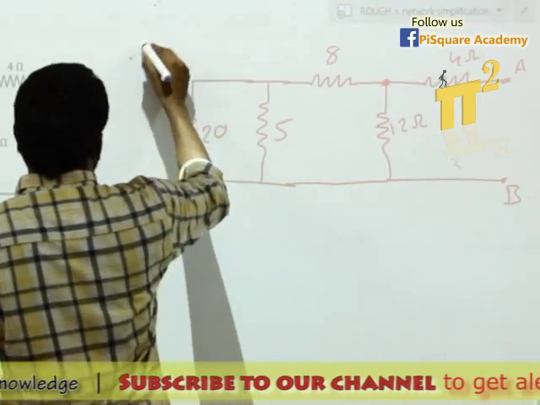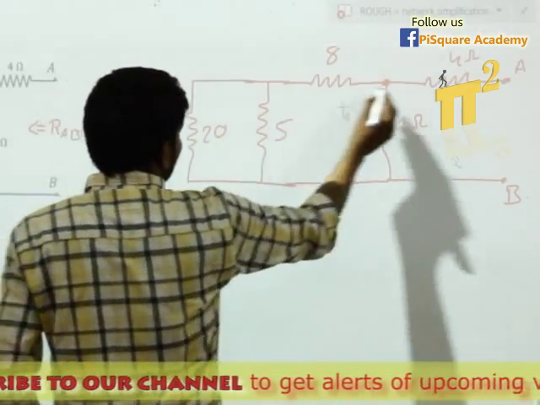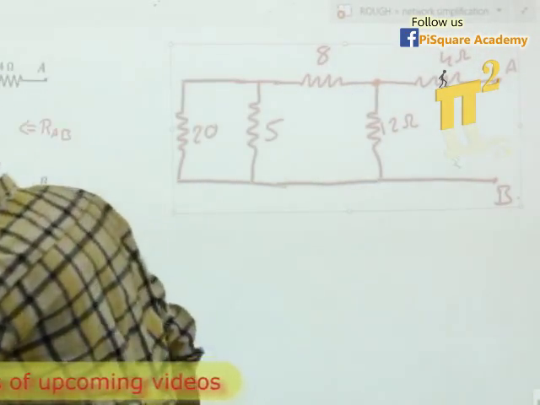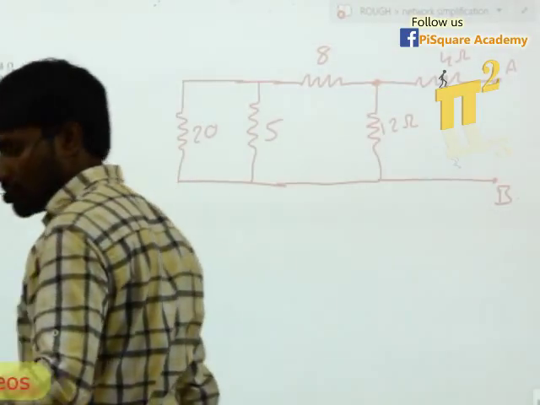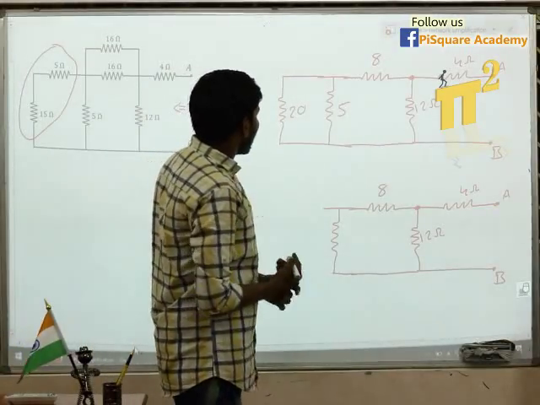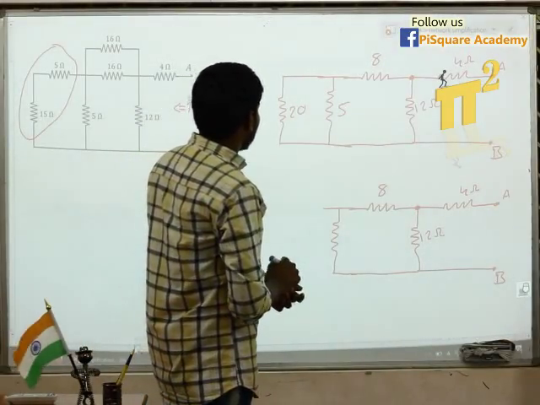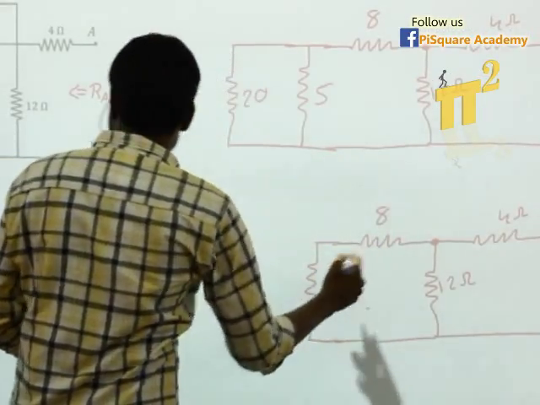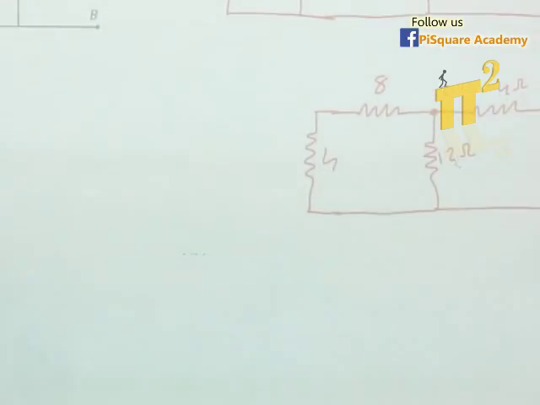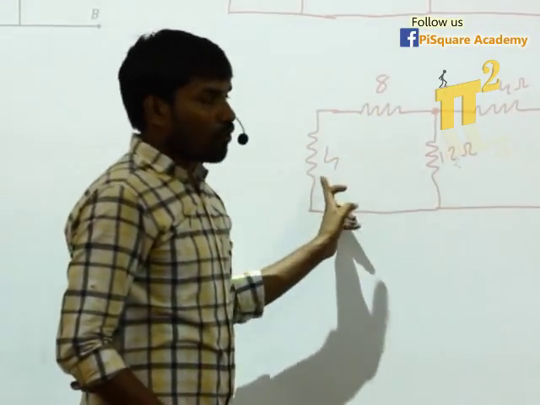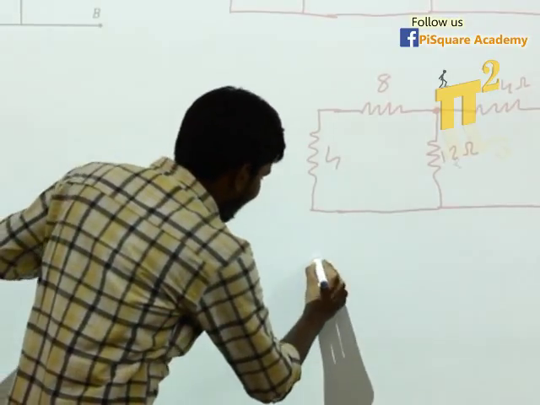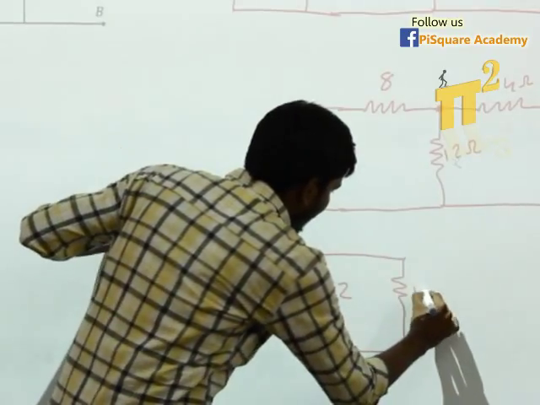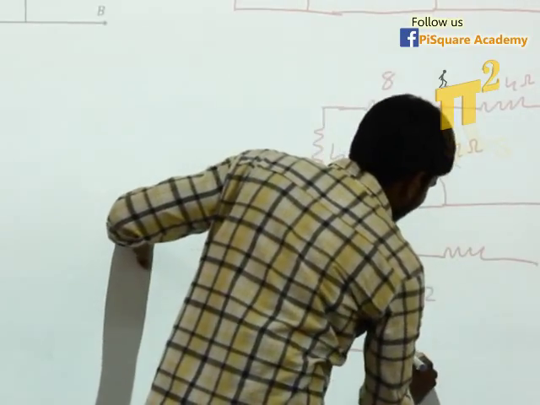So the resultant resistance will be 20 parallel with 5. You will get 4 by 5 into 5, which is 4 ohms. What about these two? They are in series. This 8 and 4 are in series, so the resultant resistance is 12 ohms. And we have another 12 here, another 4 here.